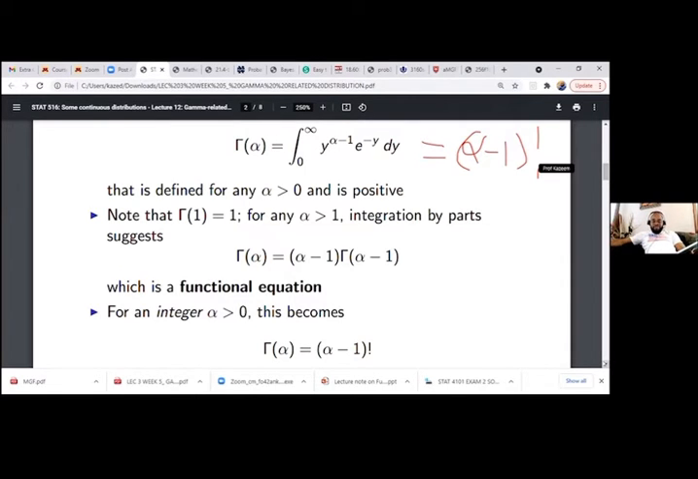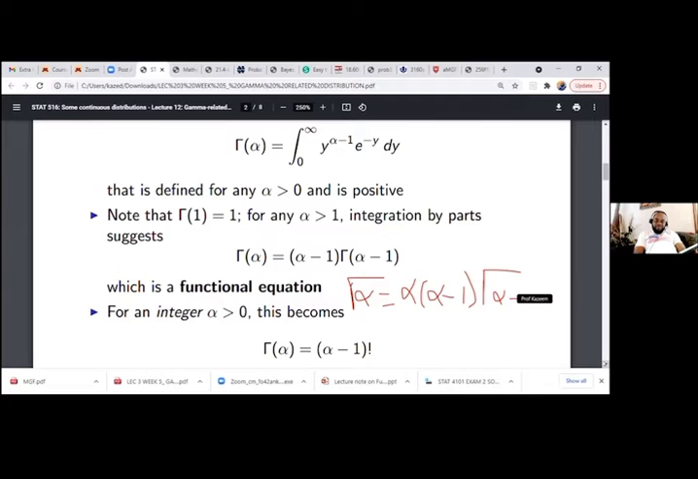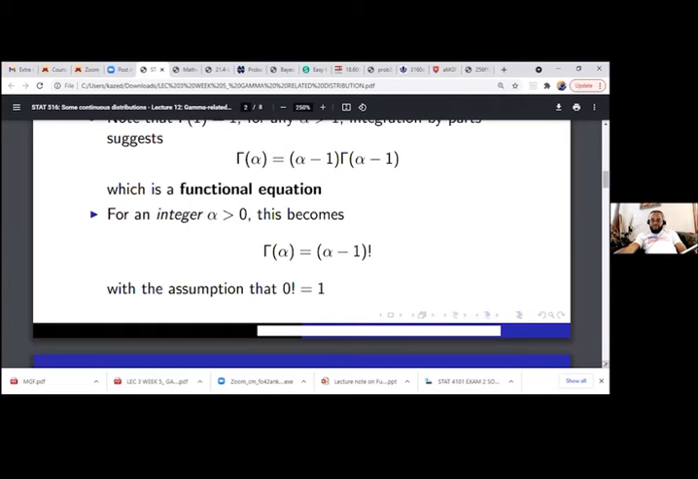Take a look at that. And also take note of this: gamma alpha, I can write that as alpha minus 1 times gamma alpha minus 1. And if I want to continue, I can also go on: gamma alpha equals alpha minus 1, times alpha minus 2, gamma alpha minus 2. I can continue like that. Now, you have to know that 0 factorial equals 1, right?